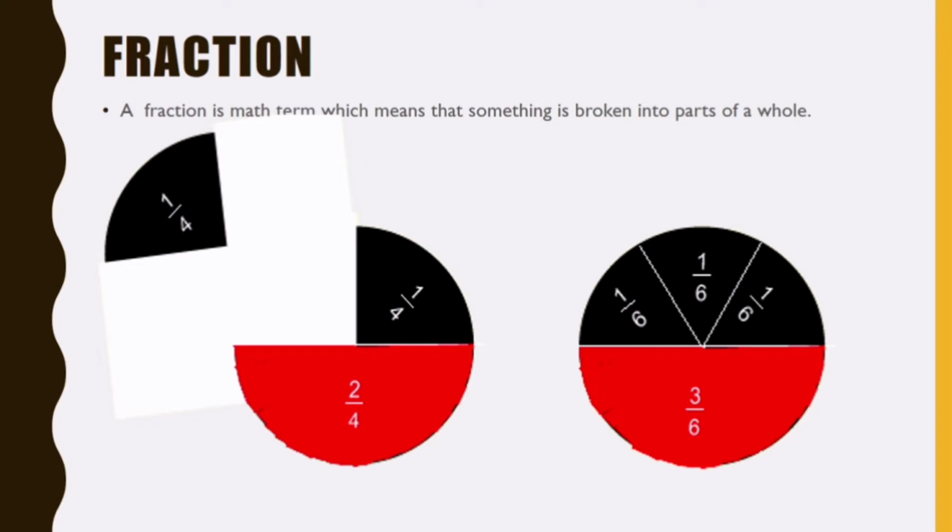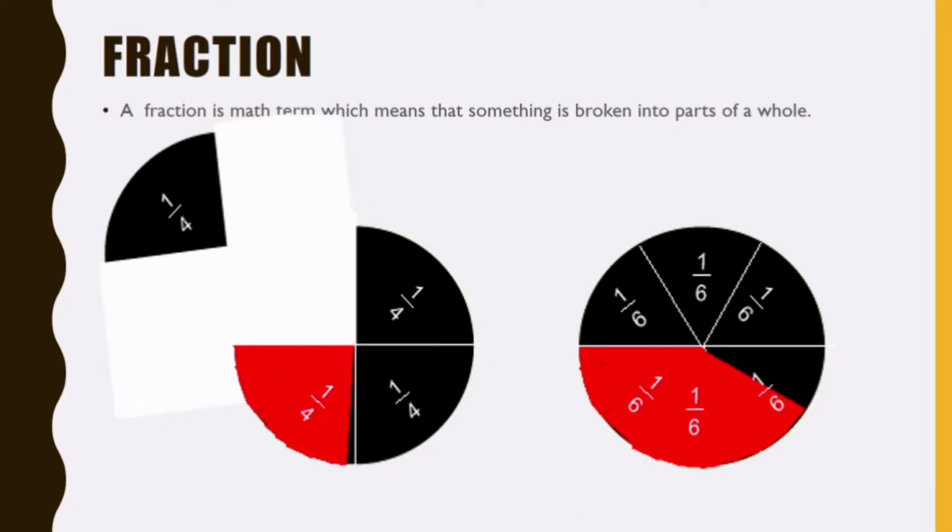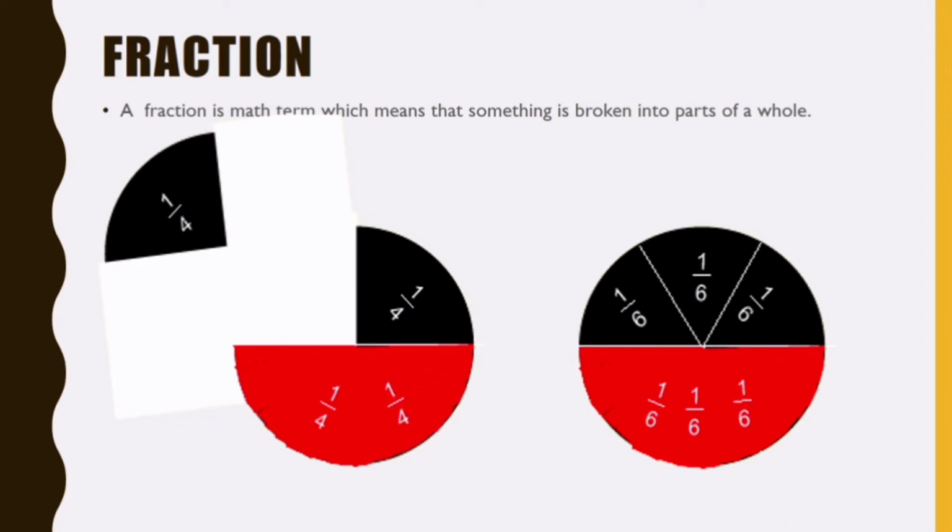Halimbawa, meron kang circle tapos hinati mo sa 4 na parts yung circle, ang measure ng isang part ay 1/4. So kung hinati mo naman sa 6 na part, ang measure ng isang part ay 1/6. So makikita nyo naman sa figure natin dito.